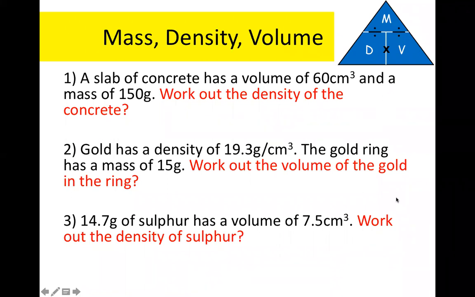What is the volume? No, not 1.3. So it says volume. So volume means I cover volume. I should get mass over density. My mass is 15 and my volume is 19.3. So 15 divide 19.3, you should get 0.77 or 0.78 cm cube. Okay?